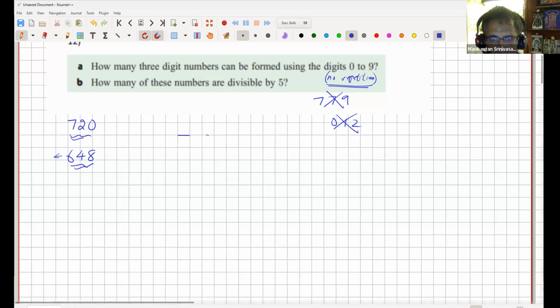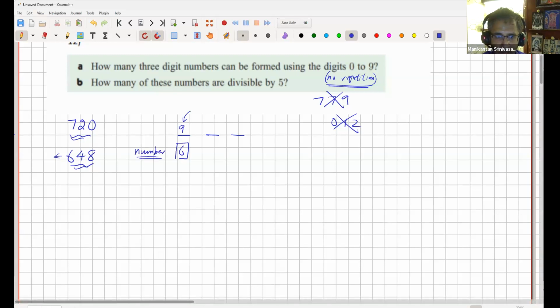So there are 3 spots here. The first spot can be any number from 1 to 9, right? I can pick any number from 1 to 9, so I have 9 choices. So let's say I fill in the number 6, for example. This is the number itself, and this is the number of ways, so I'm putting the number of ways here at the top. So here's an example number.